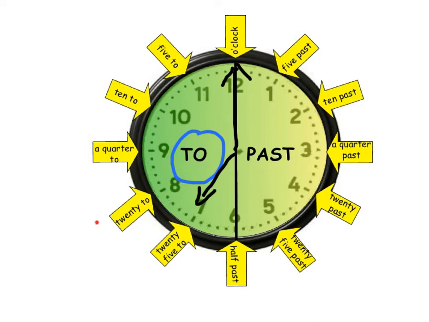If we were at the 8, we'd only have 20 minutes to go. At the 9, 15 or a quarter of an hour to go. And then at the 10, it's actually quite easy to remember because it's 10 minutes to go. And 11, we are 5 minutes away from the o'clock.